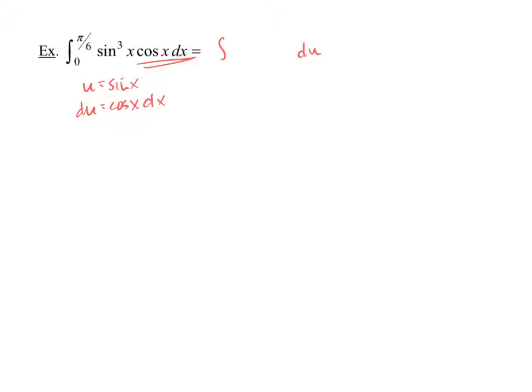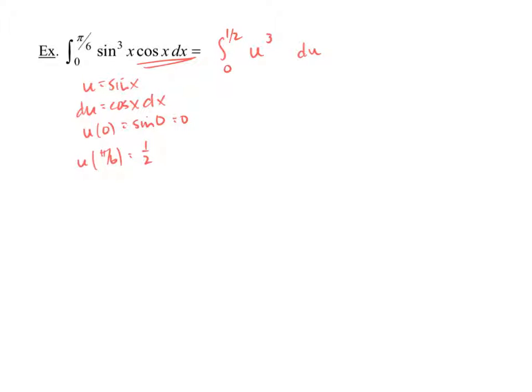This not underlined part is going to become u to the third power. So this sine of x cubed, that becomes u cubed right here. And then I'm going to change my bounds to be in terms of the variable u. So I have u of 0, my original lower bound, is going to be sine of 0, which is 0, and that will go as my new lower bound. And then u of pi over 6 is going to be sine of pi over 6, which is 1/2, and that will go as my new upper bound.